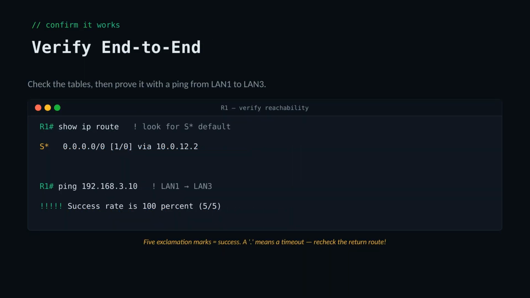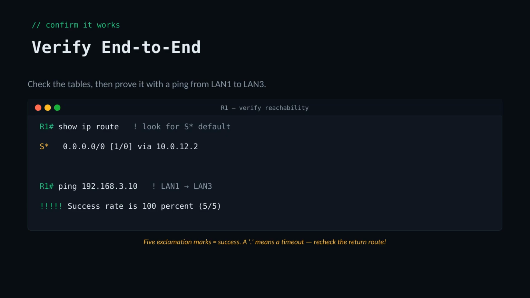With all 3 routers configured, it's time to prove the work. On R1, a quick show ip route should reveal that S* default pointing at 10.0.12.2, the candidate default route we installed earlier. Then the real test, ping 192.168.3.10, a host sitting all the way over on LAN 3.